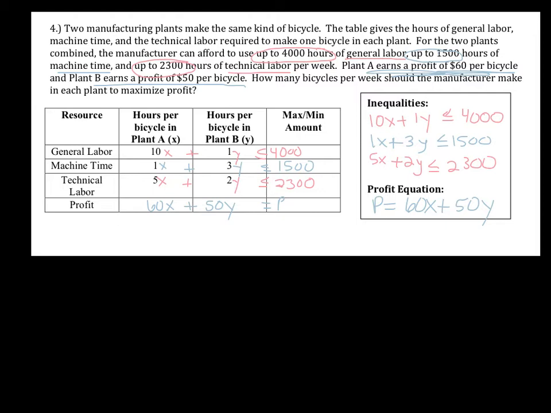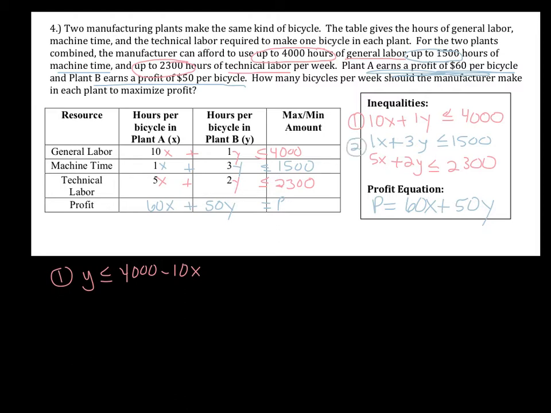Now if we wanted to solve the system, we would need to make sure they're ready to graph. So if I take inequality number 1, I need to solve it for y. So I'd subtract the 10x to the other side, and I'd have y is less than or equal to 4,000 minus 10x.